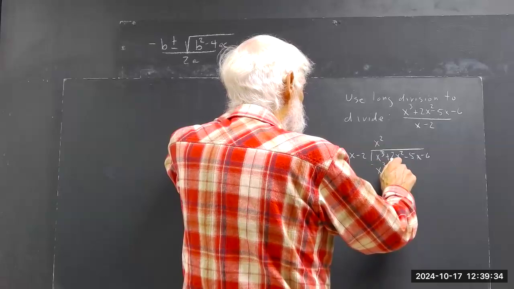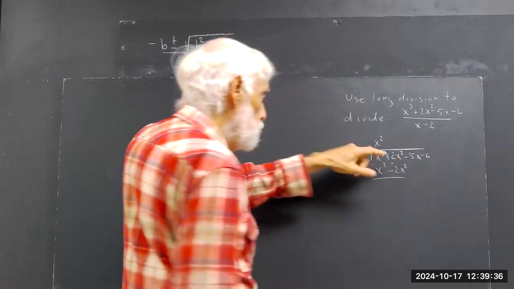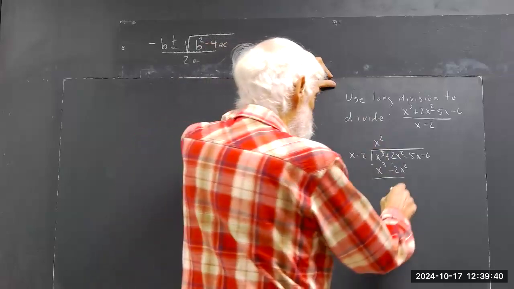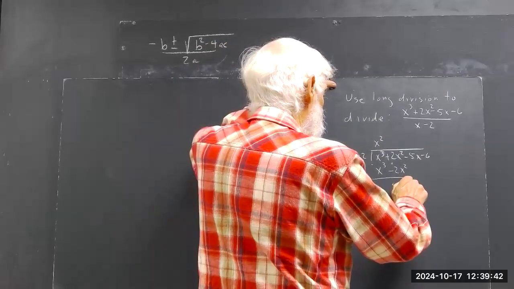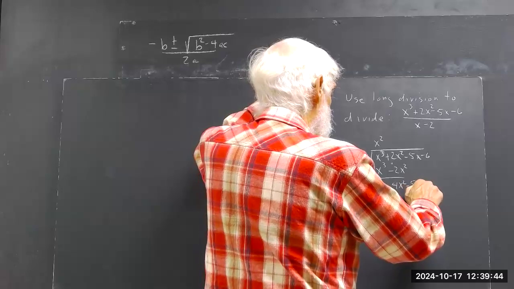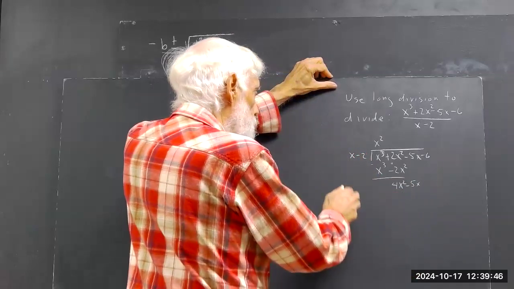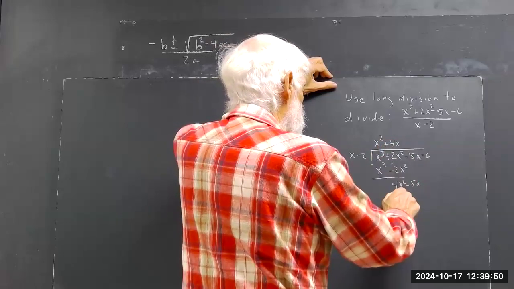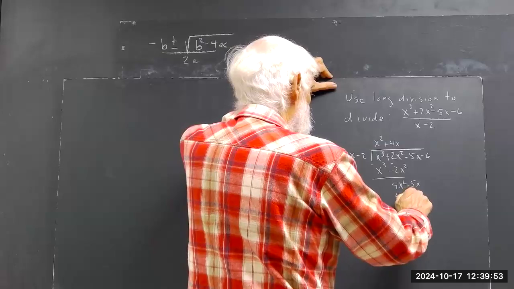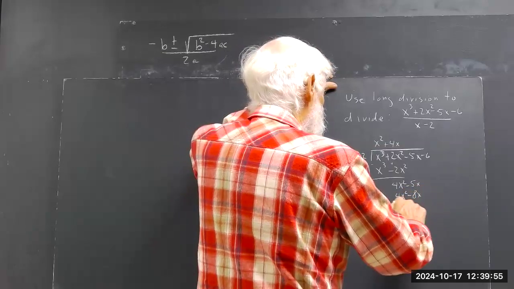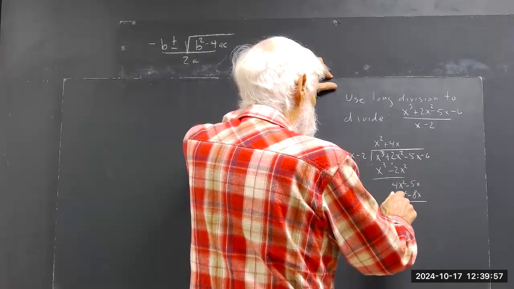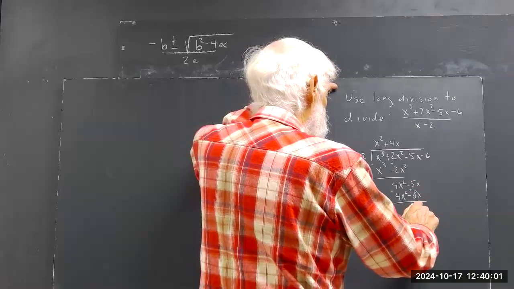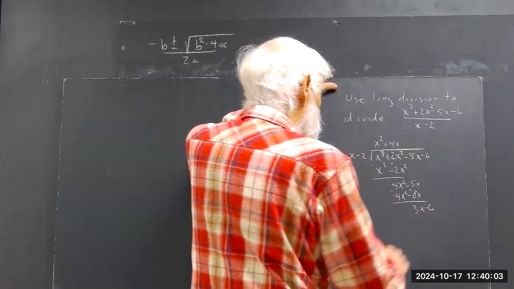A little minus here and a little plus here to show you what you're really doing when you subtract this from this. And you find that you get 4x squared minus 5x. Divide this into this, you get plus 4x. You get 4x squared minus 8x. You subtract this, you actually add this, and you get 3x minus 6.